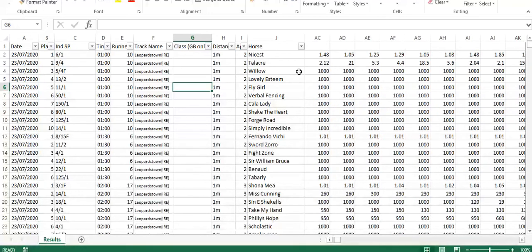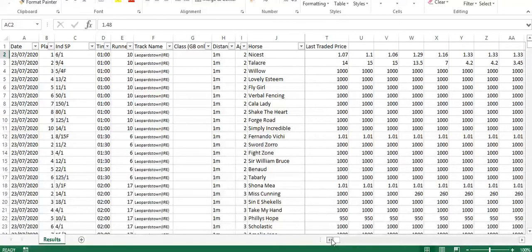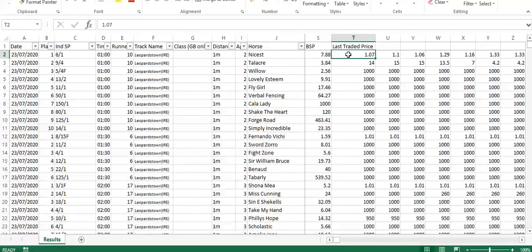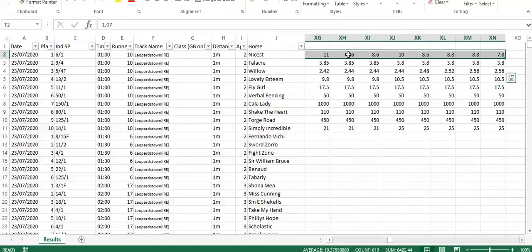So we can look at the horse here, Nicest, who started with an SP of 7.88. Last traded price was 1.07. We'll come to that in a moment. First traded price was 7.8. Quickly jumped out to 8.8, to 10, to 11 within the first few seconds of the race.